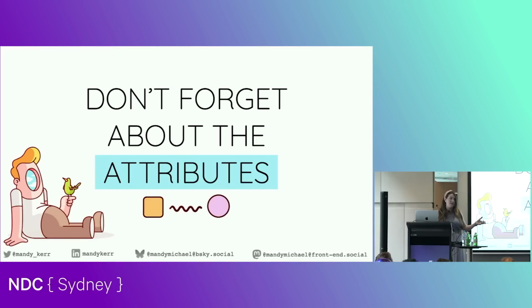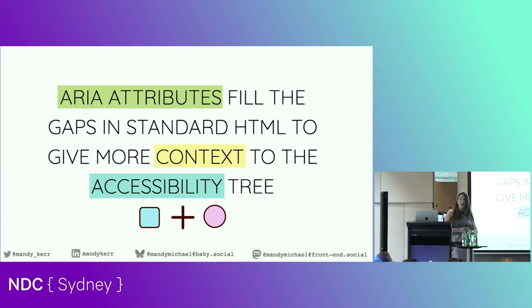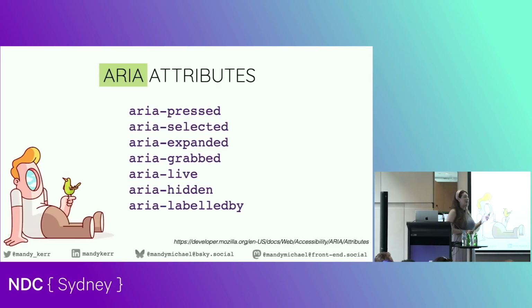So we talked a little bit about the date element, date attribute. There are a lot of really useful features that come with HTML attributes. The ARIA attributes are a really good example of this. They are a collection of attributes that are specifically for accessibility. And they aim to fill the gaps in standard HTML to give more context to the accessibility tree that we talked about earlier. Examples: ARIA pressed, selected, expanded, grabbed, do what you might expect. They indicate that those relevant actions have occurred on an element. ARIA live indicates that an element is going to be updated. This is great for shopping carts or status updates. ARIA hidden hides elements from the accessibility tree. And ARIA labeled by identifies an element that a label applies to. You'll see this a lot in forms, for example. There is a whole heap of them, and they're useful for a lot of things.